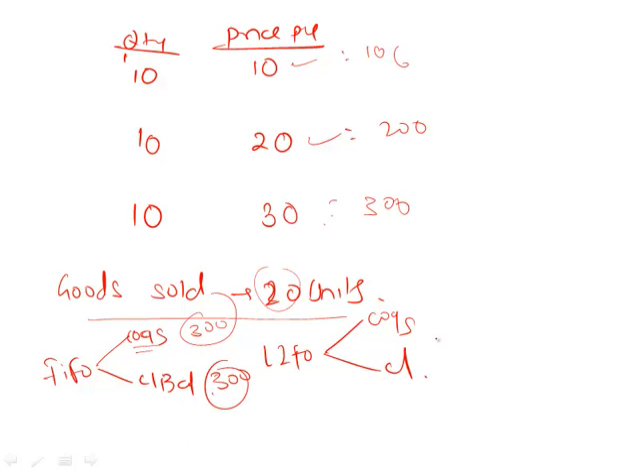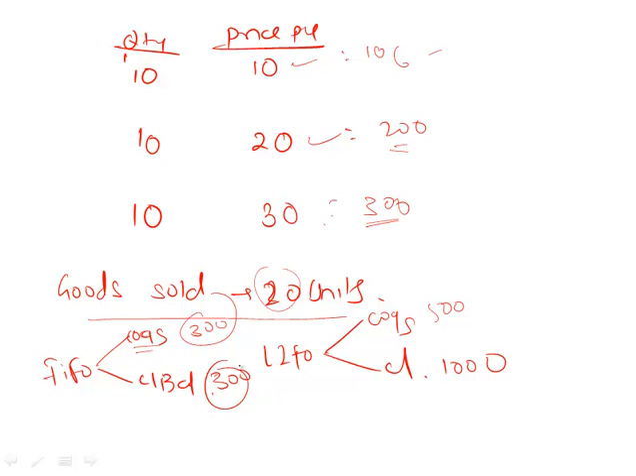300. LIFO COGS, last in first out: 300 plus 200. Ending inventory will be 300 plus 200, and this is 100, the closing balance of this one. Is this okay? Yeah.